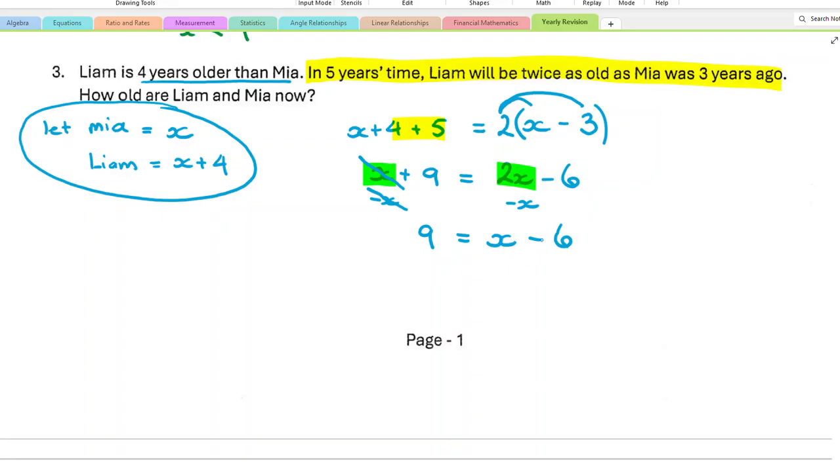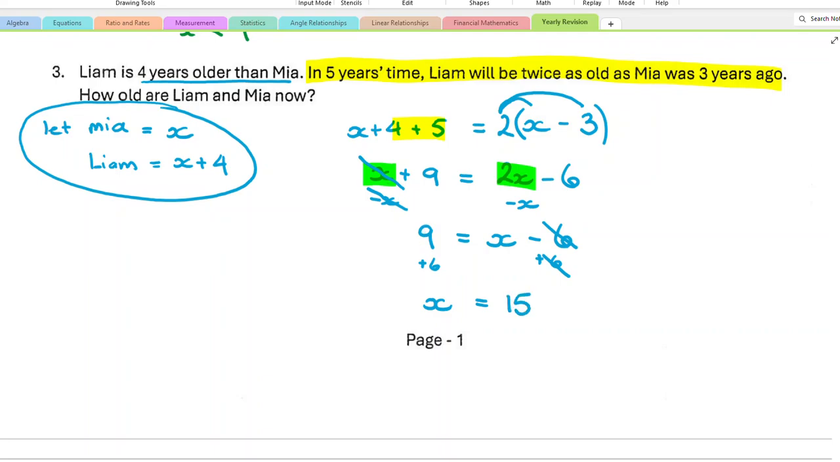Now my x is on the right-hand side of the equation, so the number I need to get rid of is the 6, the negative 6, which means the opposite is to plus 6. So that will disappear. I'm going to move my x over to the left-hand side. So I'm switching sides around. 9 plus 6 does make 15.